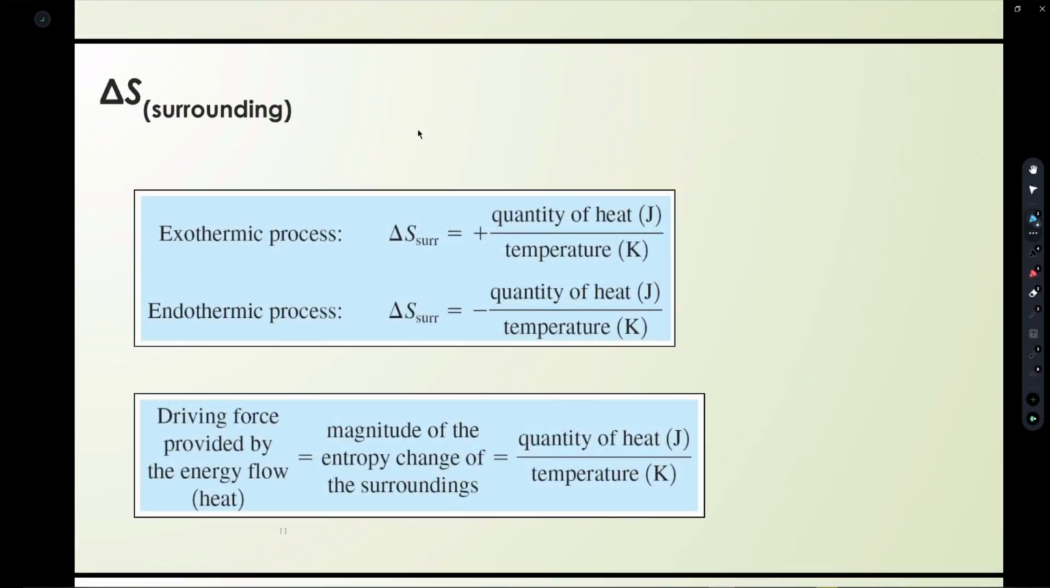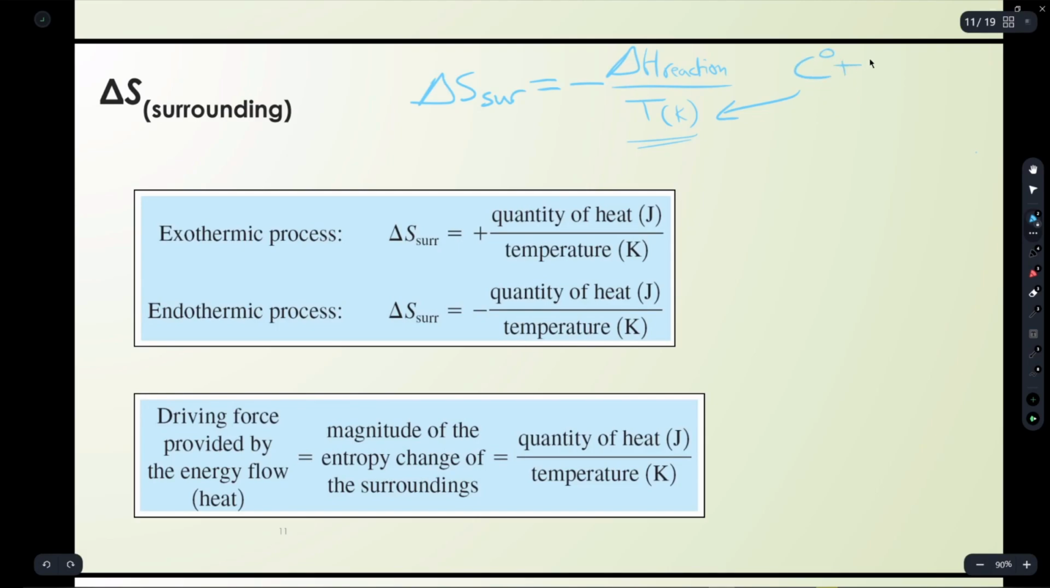Another way to find delta S of the surroundings would be using the formula: delta S of the surroundings is equal to negative delta H of the reaction over the temperature in Kelvin. The temperature here has to be in Kelvin or else the answer will be incorrect. And to remind you, that is the temperature in degrees Celsius plus 273.